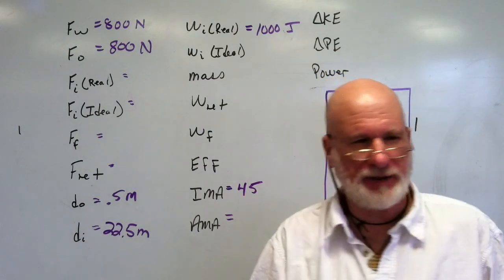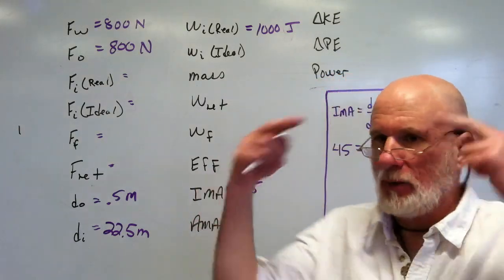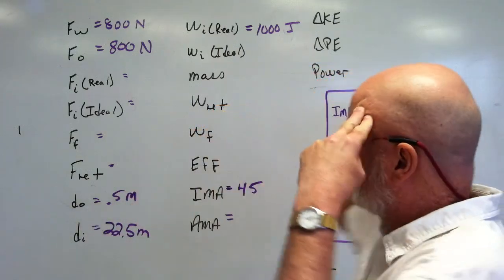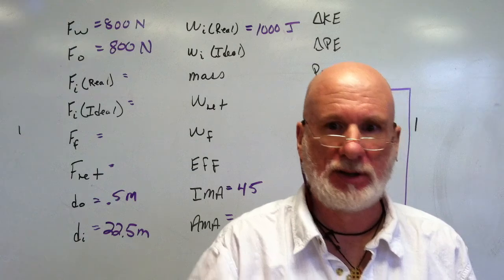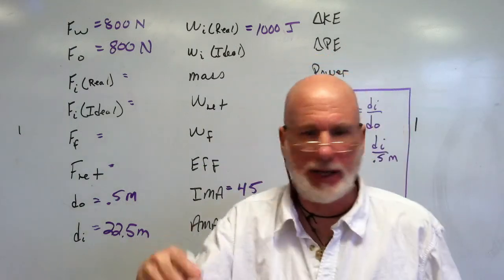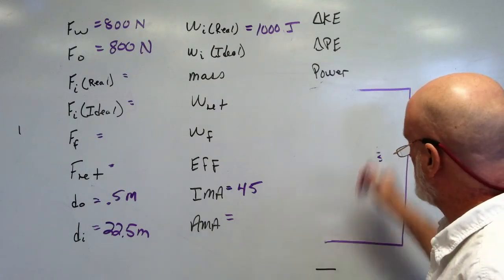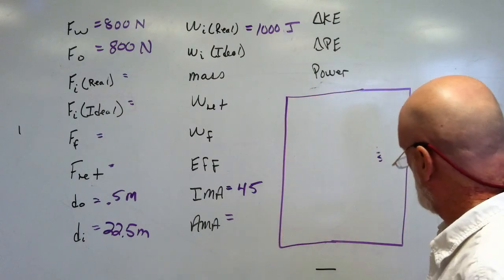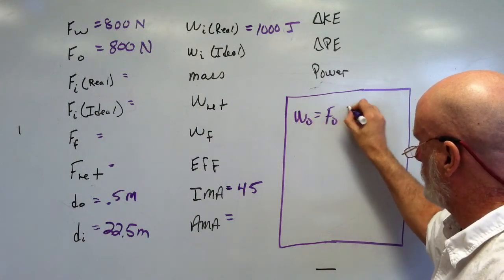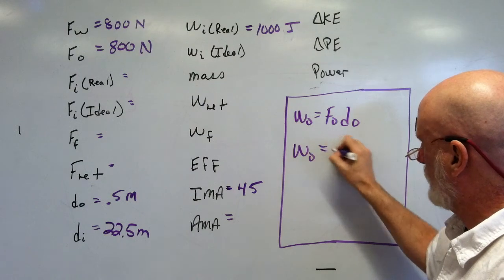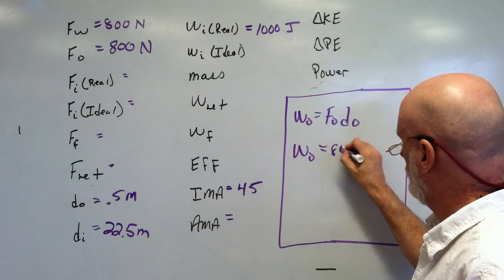Do I have enough information yet for AMA? No, not yet. Okay, good. All right, now, what else? Now I have DO and I have FO, right? Therefore, what can I calculate? WO. So let me erase this, and I can extend this line over. Easy. So I know that work output equals FO times DO. So work output equals 800 times 0.5. 400 joules.